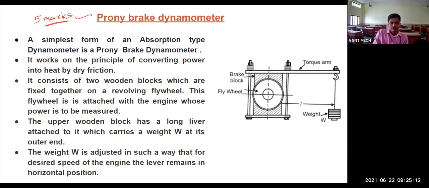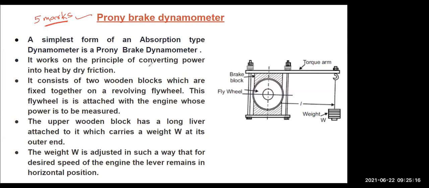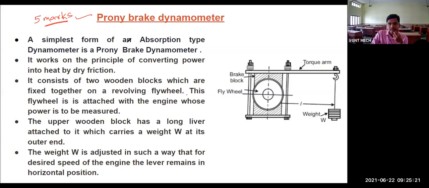Okay. So here what they will ask is, this is a schematic diagram of a Kronig brake dynamometer. You can see here, it is the simplest form of absorption type dynamometer. This Kronig brake dynamometer is a classification of absorption type dynamometer. It works on the principle of converting power into heat.